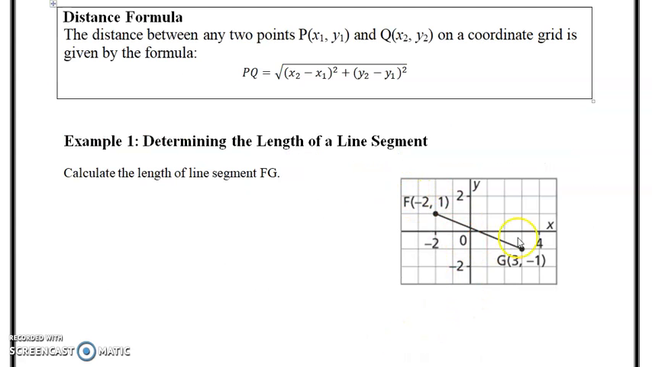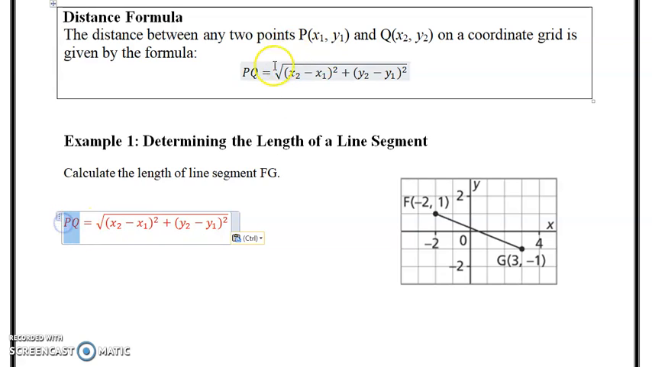So if you have 2 points on a line segment, the 2 endpoints obviously, and you're asked to calculate this, we have a formula, and the formula is here. The example distance formula given is PQ. We're going to use FG, obviously, because our 2 points are F and G. Okay? So what we can do is label the points.